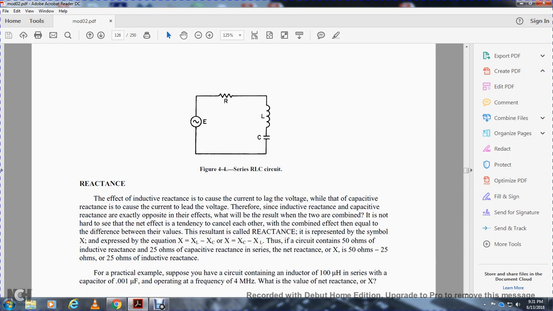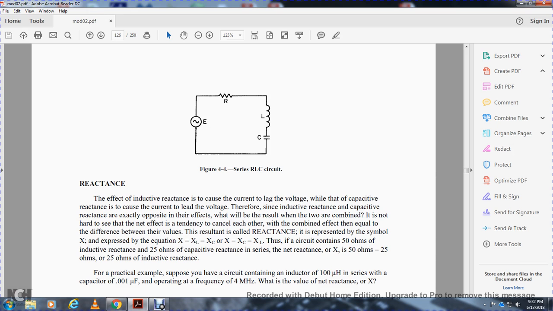The effect of inductive reactance causes the current to lag the voltage, while with capacitive reactance the current leads the voltage. Therefore, in a series circuit the inductive reactance and the capacitive reactance are exactly opposite in effect, so when the two are combined they tend to cancel each other out. The combined effect is equal to the difference between the values. The resultant is called the reactance, represented by the symbol X. X is equal to the inductive reactance minus the capacitive reactance.